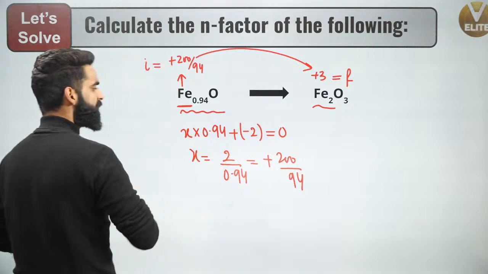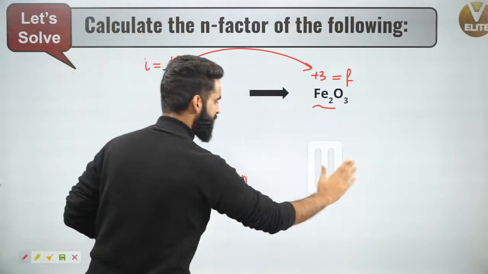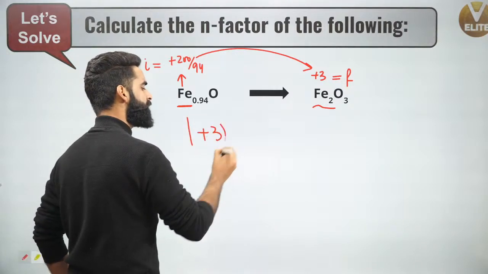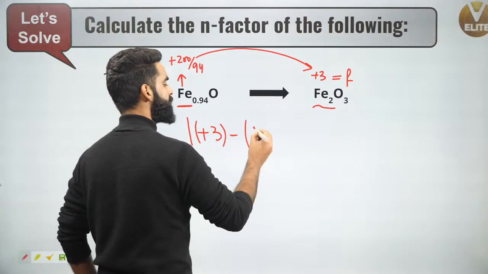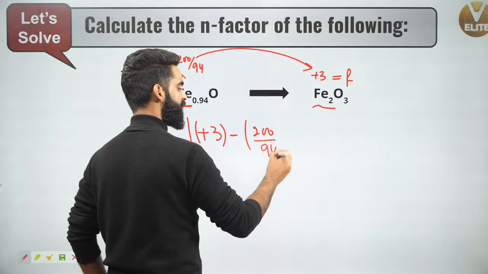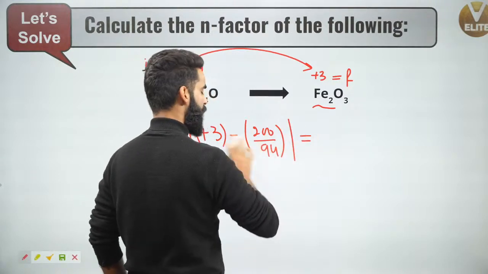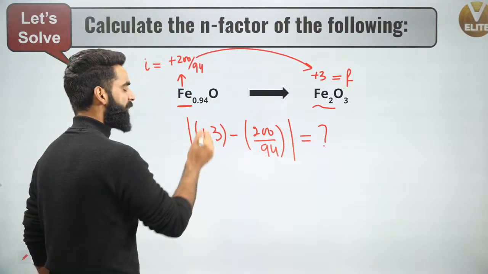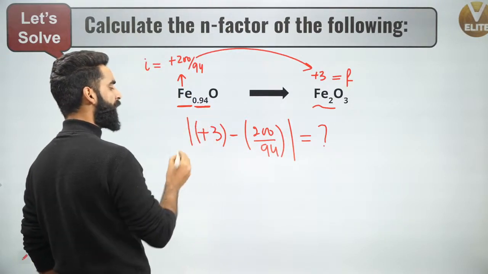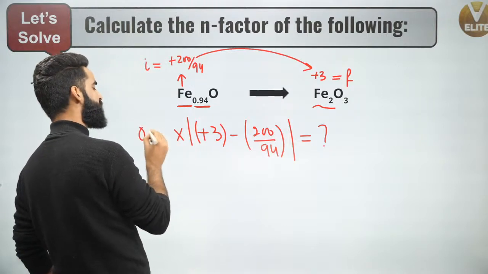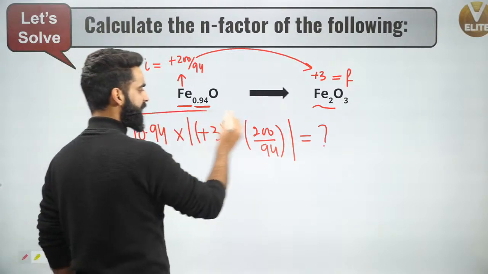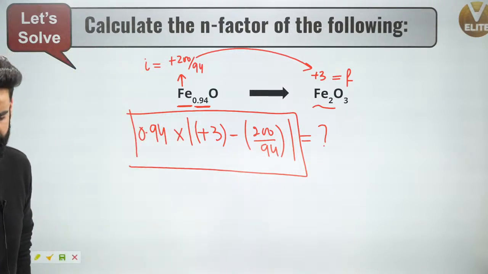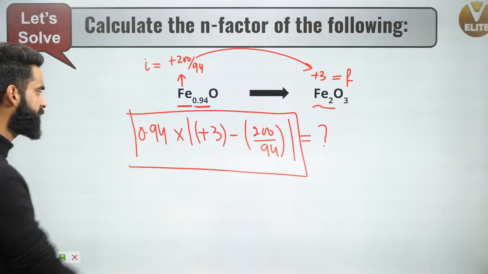I will just calculate the change in the oxidation state of iron, which is going to be the final oxidation state of iron minus the initial oxidation state of iron. From this value you will get the change in oxidation state for one atom of iron, but over here I do not have one atom. I have got 0.94, so I'm going to multiply this value by 0.94. Whatever value you get from here will be the n factor of this Fe 0.94 O in this compound. I want you guys to remember this as well.